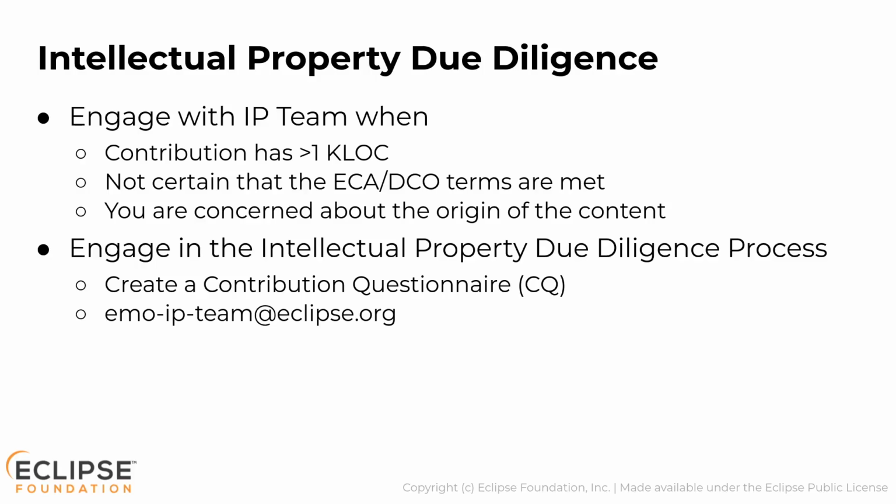When a contribution contains more than 1,000 lines of content, a committer must present their content to the Eclipse Foundation's IP team for their review before it is merged into the project content. Engage the IP team to review content by creating a contribution questionnaire. We provide more information on this topic in a follow-up video. If something doesn't look right in the author information, or you have other concerns regarding the provenance, copyright, or license of a contribution, connect with the EMO intellectual property team at emo-ip-team@eclipse.org for assistance.